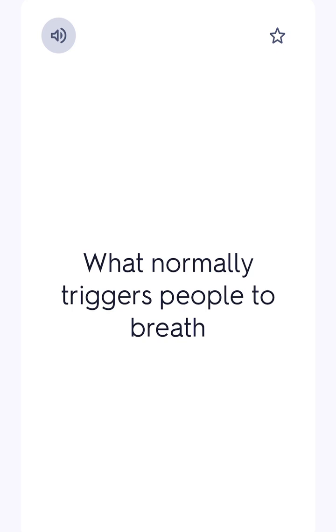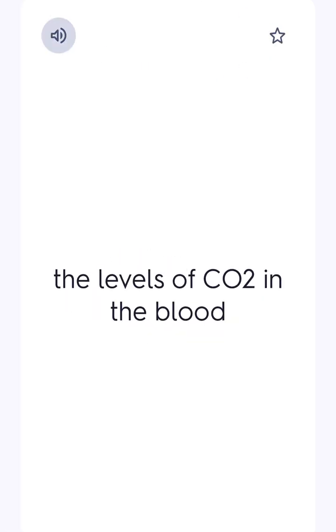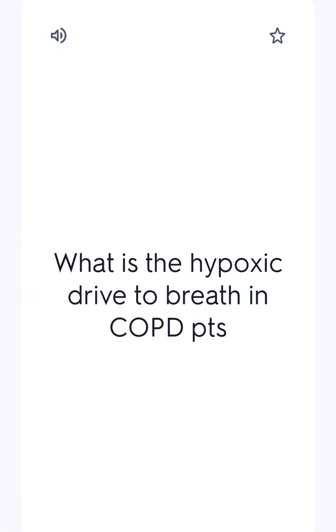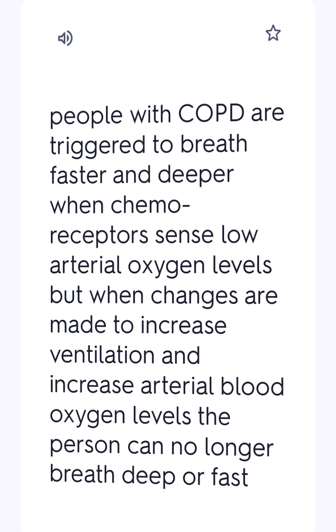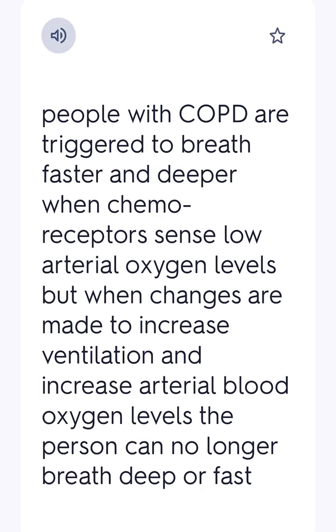What normally triggers people to breathe? The levels of CO2 in the blood. What is the hypoxic drive to breathe in COPD patients? People with COPD are triggered to breathe faster and deeper when chemoreceptors sense low arterial oxygen levels, but when changes are made to increase ventilation and increase arterial blood oxygen levels, the person can no longer breathe deep or fast.